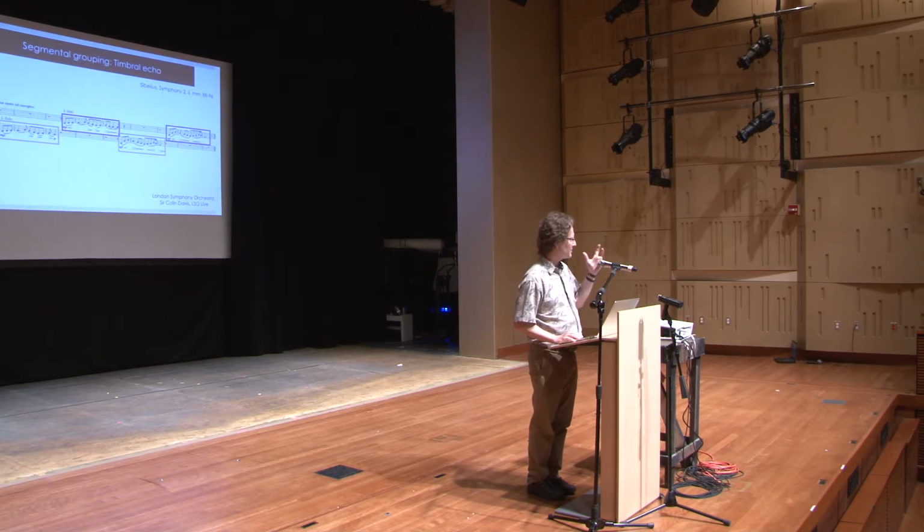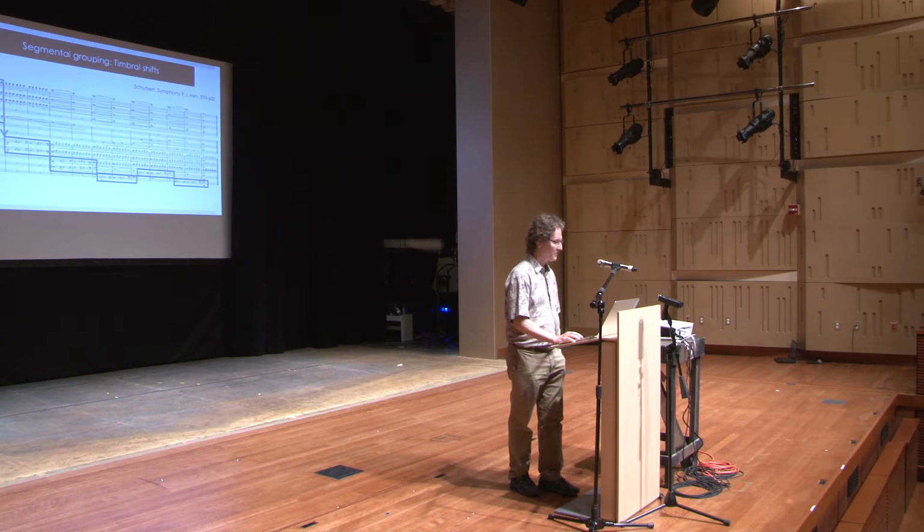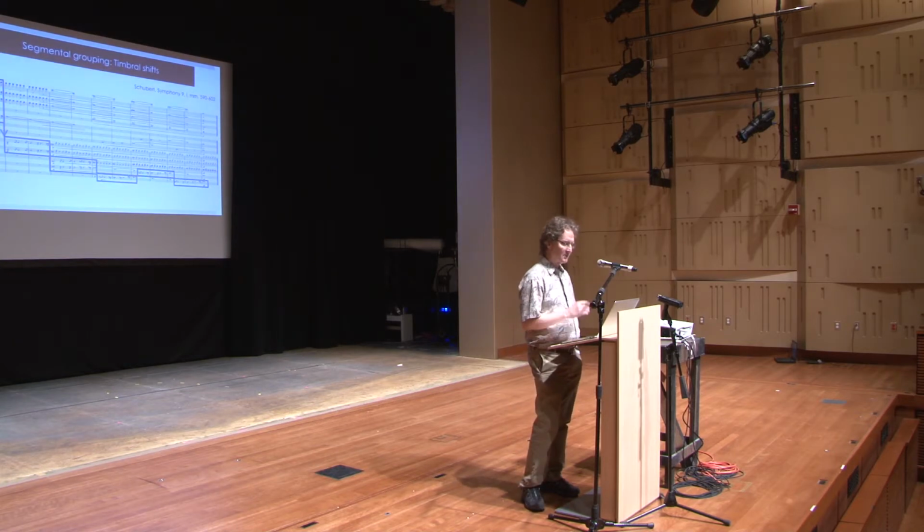The softer, rounder sound of the flute is echoing that of the brighter trumpet sound in this particular case. Here's an example of timbral shifts. This one is taken from Schubert's Ninth Symphony in the first movement. Basically, here we have an example of a musical pattern that is passed from instrument group to instrument group.